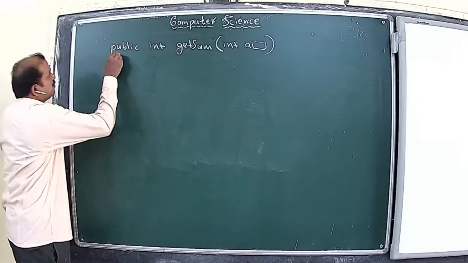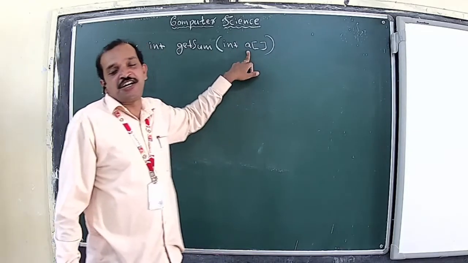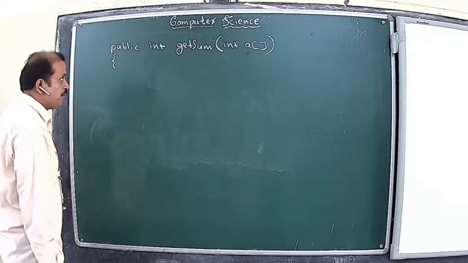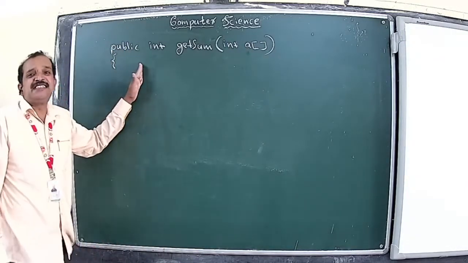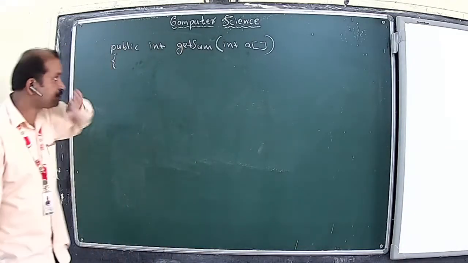So this is the technique that we are going to learn, and this is how we can accept an array as an argument. This is the technique for accepting an array as an argument here. And definitely we need some local variables here.